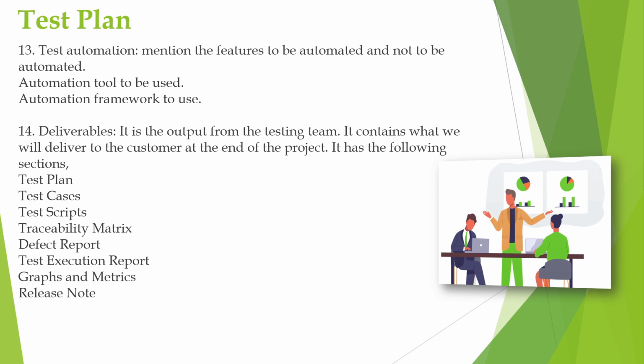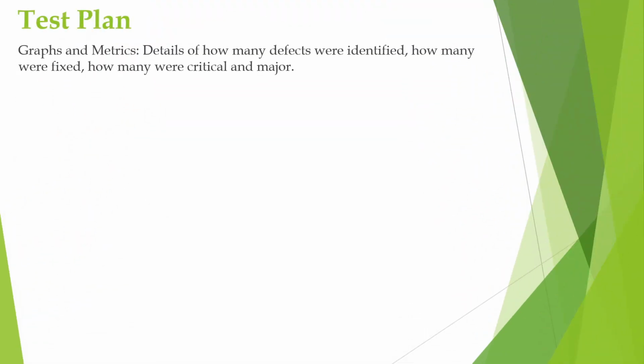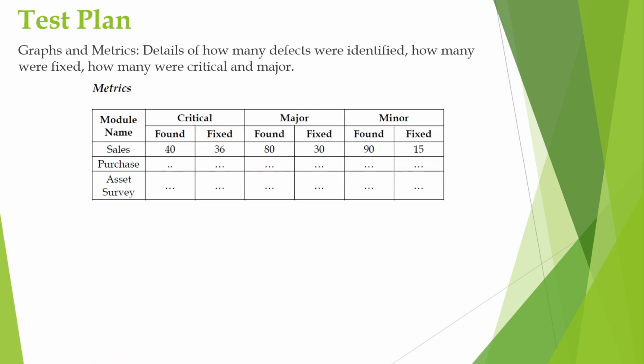Now I will show you the example for graphs and metrics. In the graphs and metrics, we will be having the details of how many defects we had identified, how many we have fixed, and how many of them were critical and major. Like this we will be having the sections. You can see the examples here.